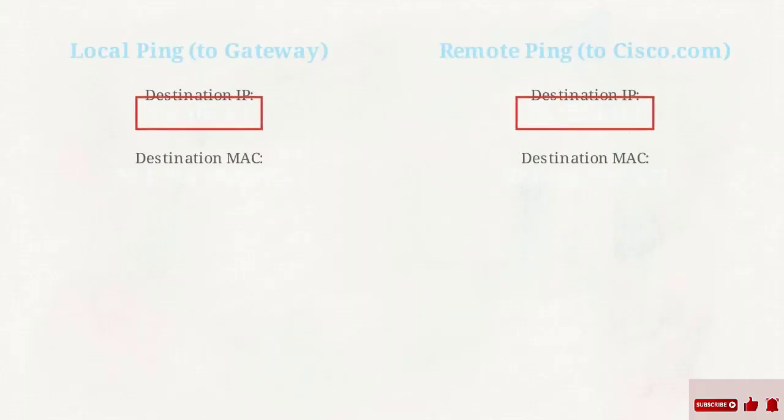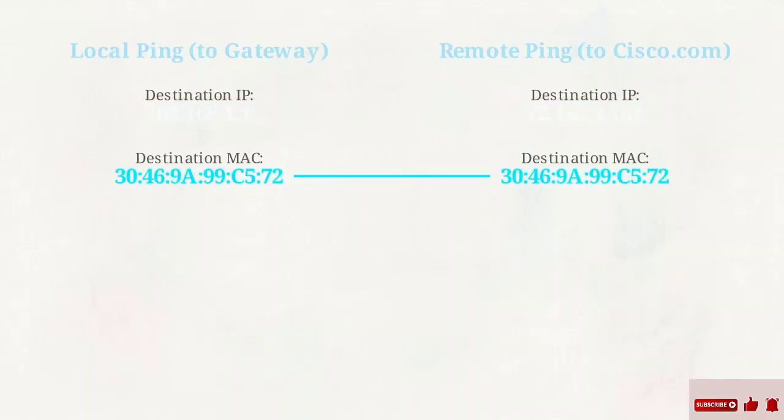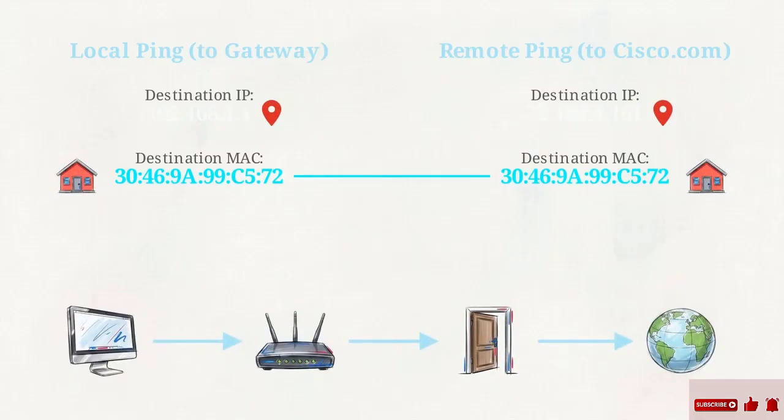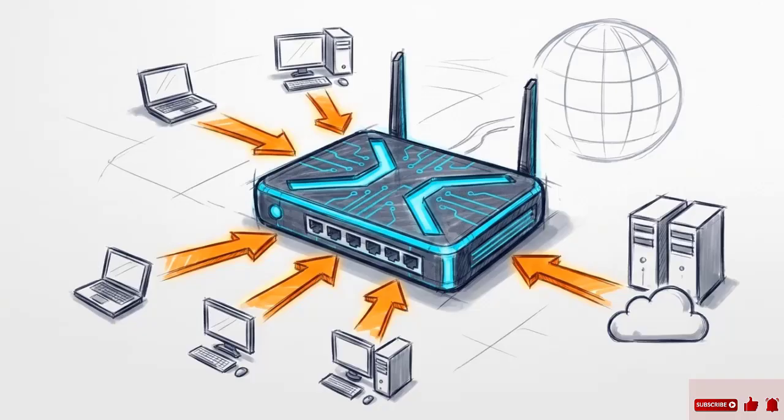Compare captures. The remote destination IP is a public address, different from our local test. Yet the destination MAC address is exactly identical. The IP acts as a GPS location for the final destination, while the MAC remains the immediate doorway. This demonstrates a core rule. Your computer always addresses local Ethernet frames to the gateway's MAC address, regardless of where the data is ultimately going.